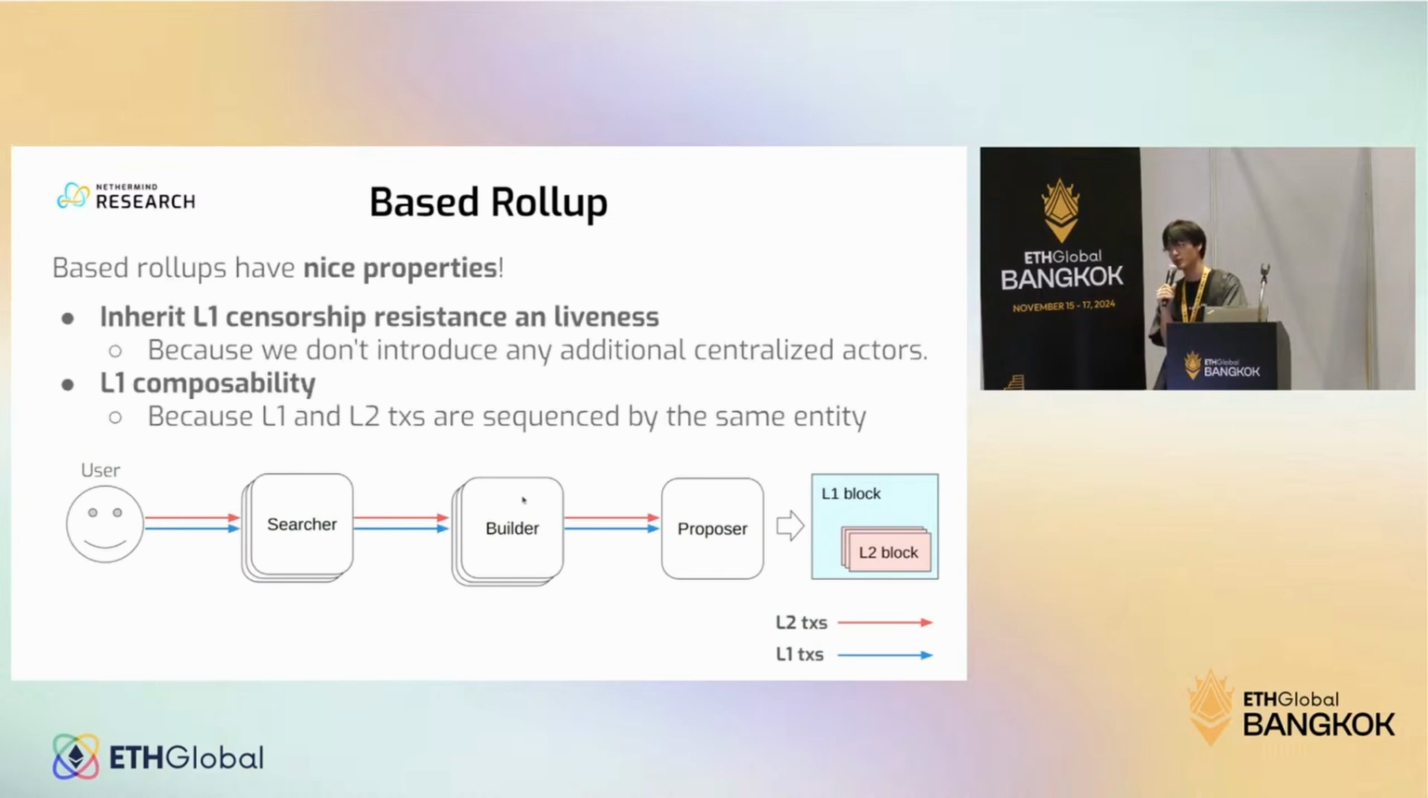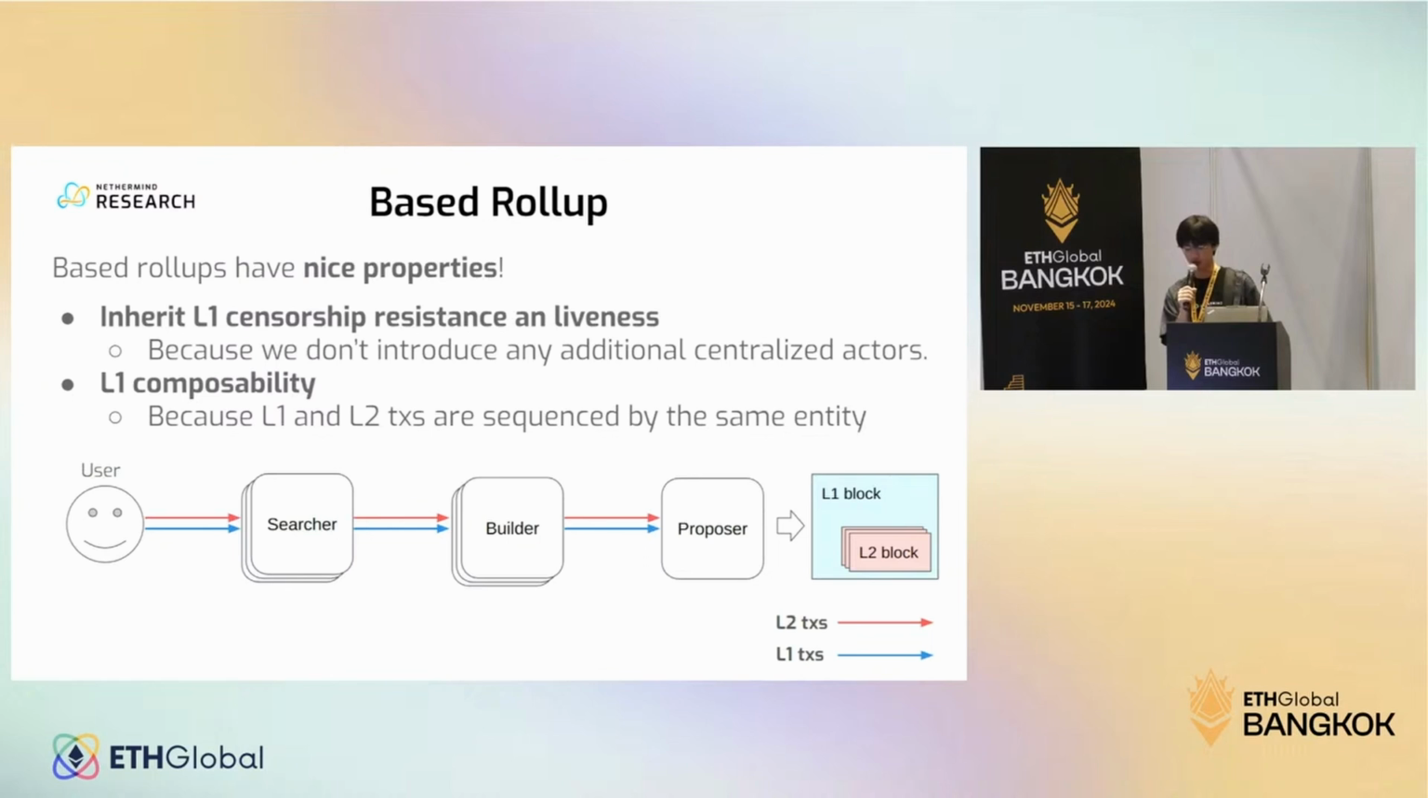Okay, based rollups have very nice properties. First, we inherit the L1 censorship resistance. All we have are the L1 actors, so we inherit the L1 security. Another nice thing is that we can get L1 composability. This is because L1 and L2 transactions are sequenced by the same entity. So this builder is constructing L2 blocks as well and can provide composability guarantees.